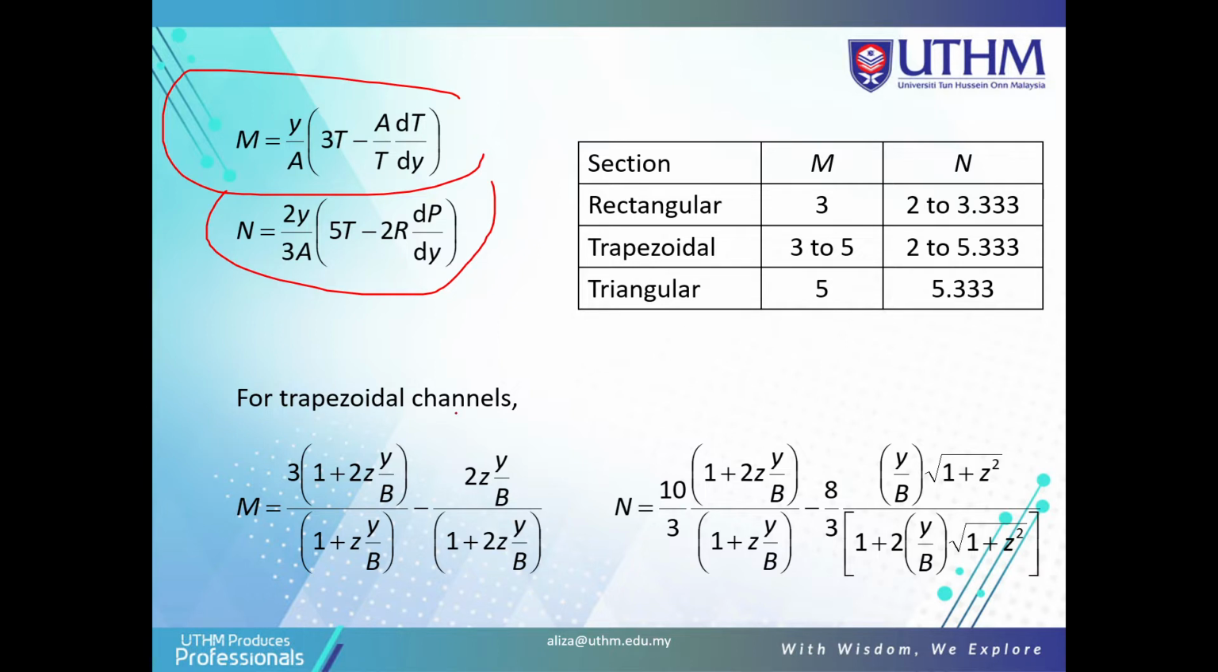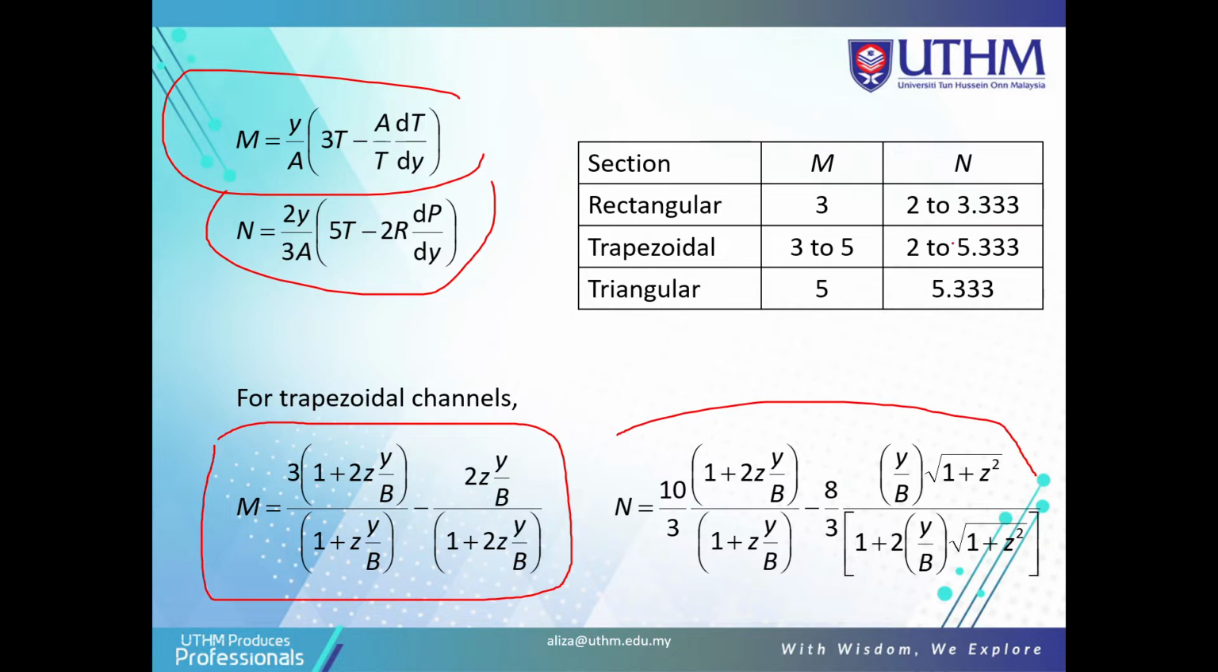For a trapezoidal channel, to get M you use this formula. If M is not given, you must use this formula if it is given. Usually M is given as here: when the section is rectangular, M is 3, and so on. The same goes for N. If the value is not given, you must find N based on this formula. So don't worry, the values of M and N are given to you.